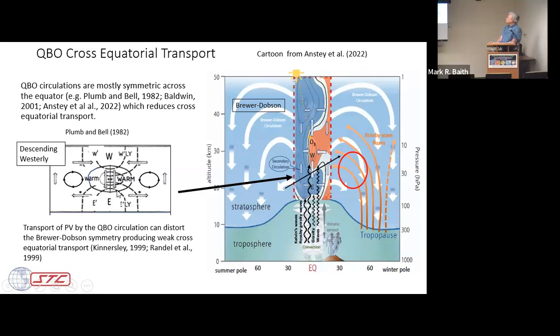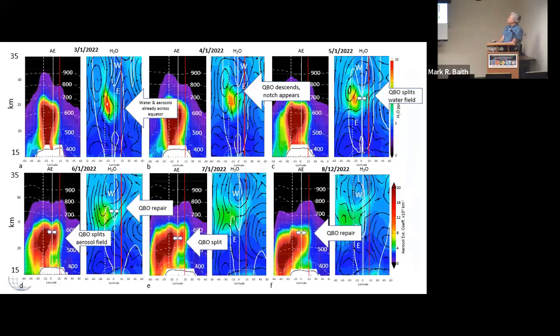Okay, this is really symmetric around the equator in the idealized Plume and Bell simulations, but as shown early in the late 1990s, you can actually move some PV around, and then it'll be a little bit less symmetric. So you can get some cross-equatorial flow by the QBO during that if you move some PV around. So let's look and see what we see. And I pointed to it earlier.